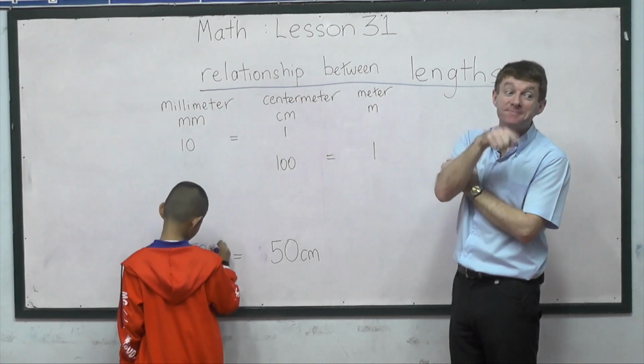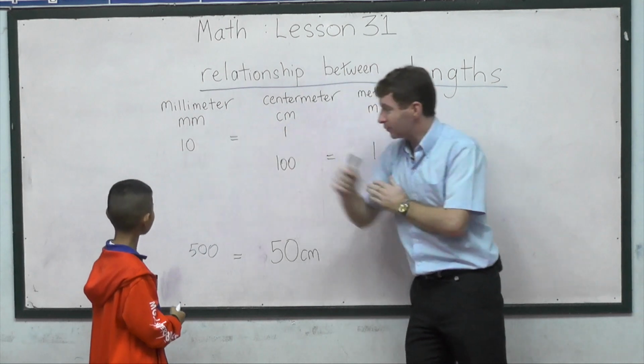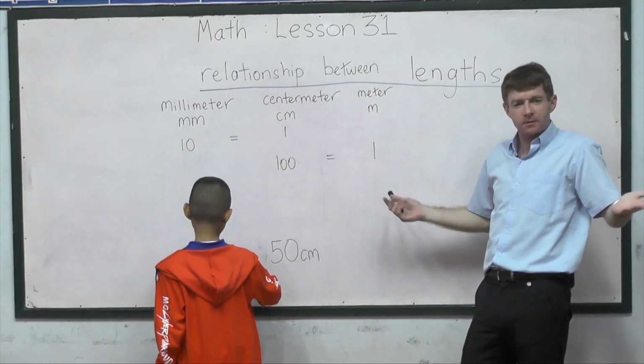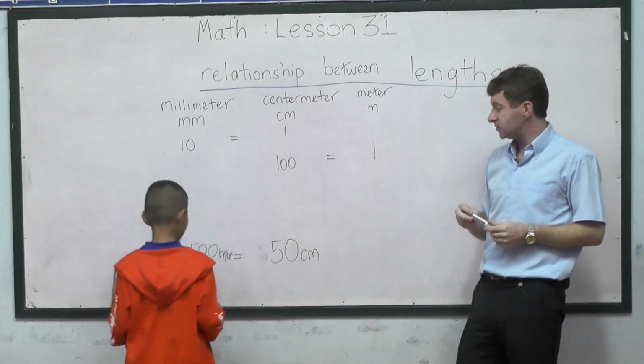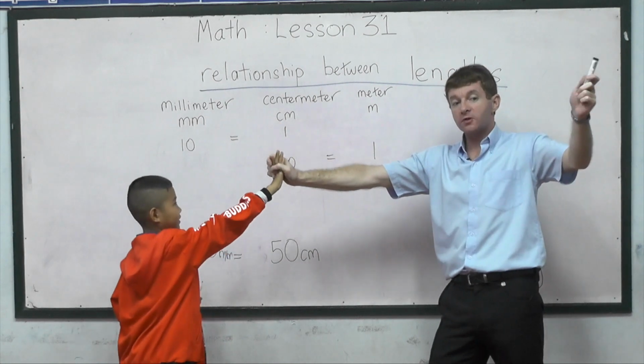500 millimeters. Don't forget, because I won't know what it is. Is this 500 meters? Yes, you need to write your abbreviation. Okay, excellent. High five. But we won't stop there.